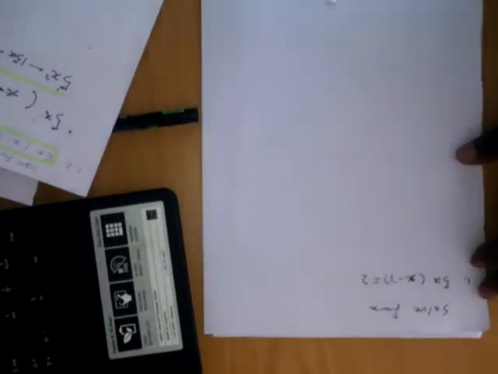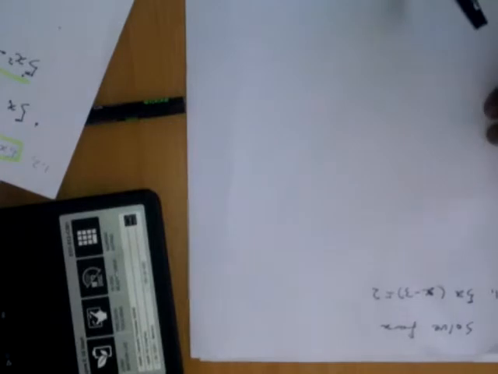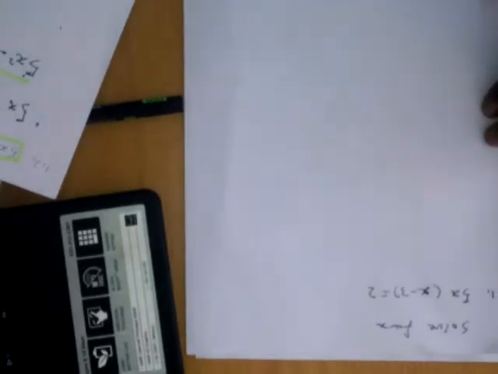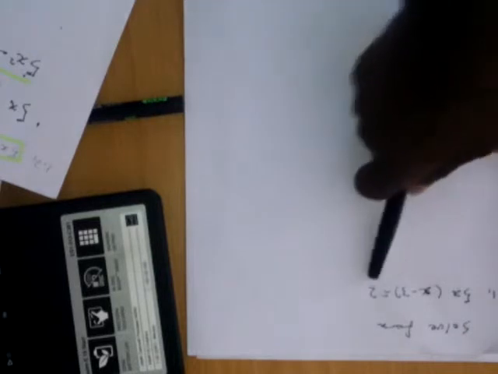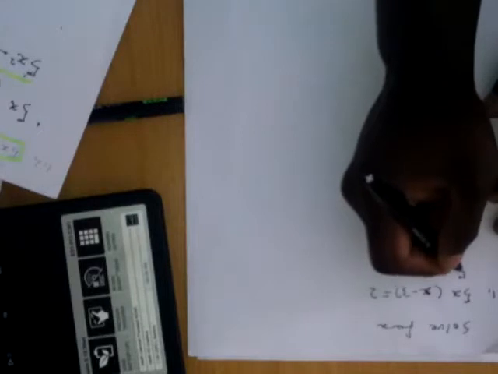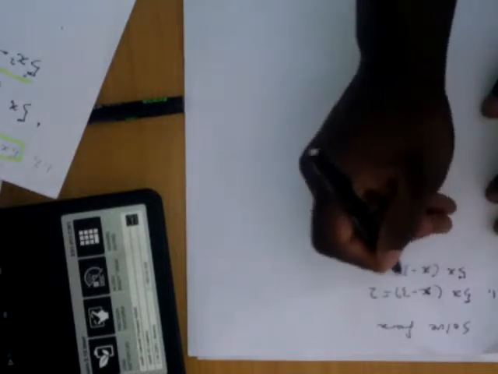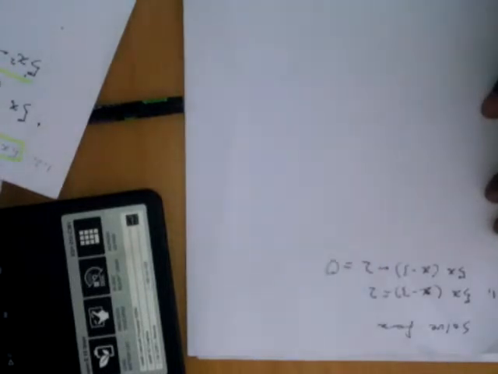Can you notice something there? Our x is already factorized, but there's something wrong: our right hand side is not equal to zero. I said our right hand side should be equal to zero. So firstly, we can say 5x(x - 3), and then take that 2 across, minus 2 is equal to 0.